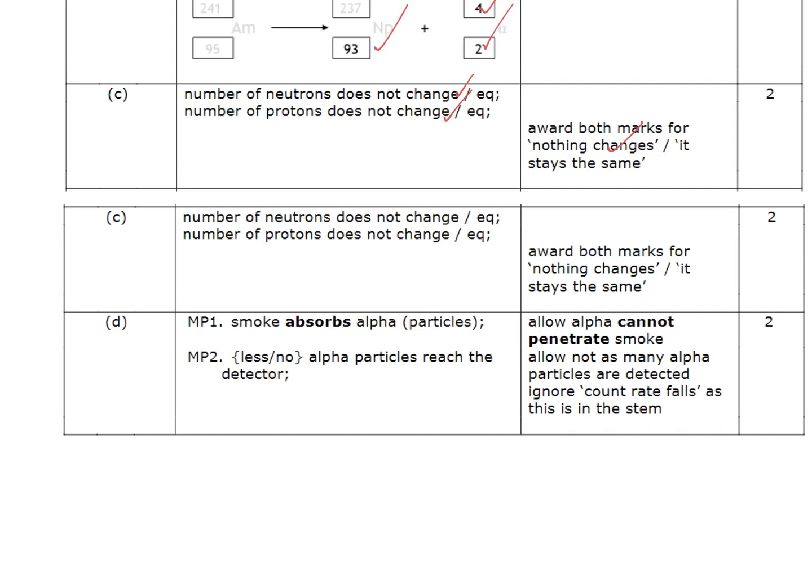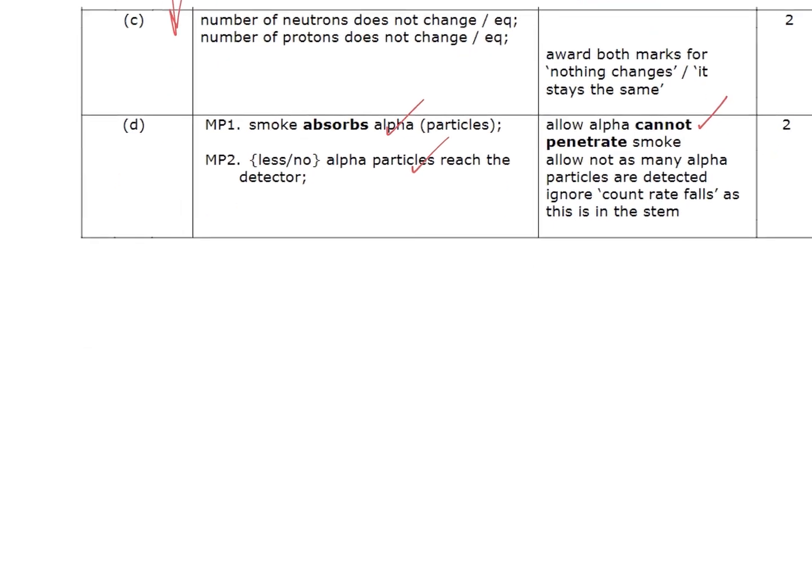change. For part C, so it's the same. This is the same. Sorry for any confusion there. For part D, it says, explain how it works. Smoke absorbs the alpha particles. Less alpha particles reach the detector. And also you say it cannot penetrate smoke, so we got that bit correct. So we're doing well so far.